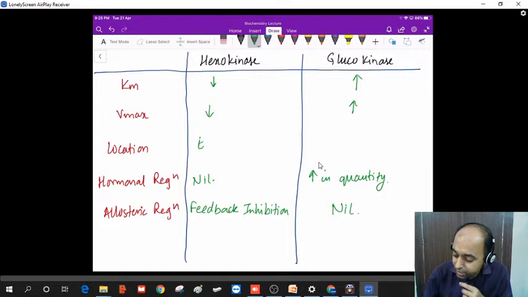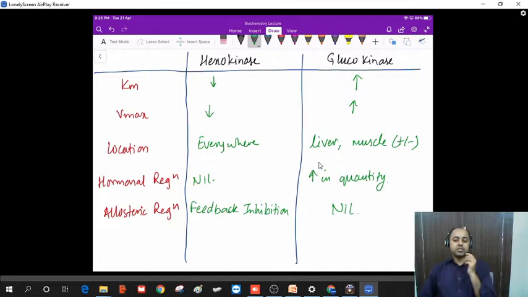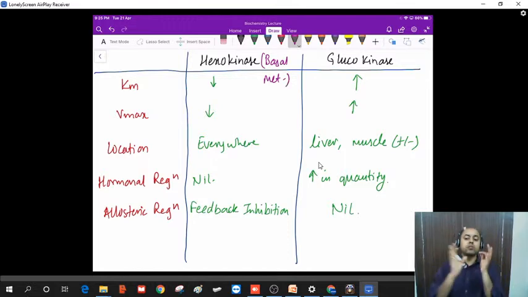Location: hexokinase is present everywhere. Glucokinase is present in the liver, and for muscle it is plus minus. It's not present in significant amounts. It is there but not in significant amounts. Now please try to understand, the hexokinase is the enzyme for basal metabolism. It should be able to act at the basal concentration, in the concentration range of 60 to 90 milligram percent. Therefore it must have good or high affinity, and that is why it has low Km.